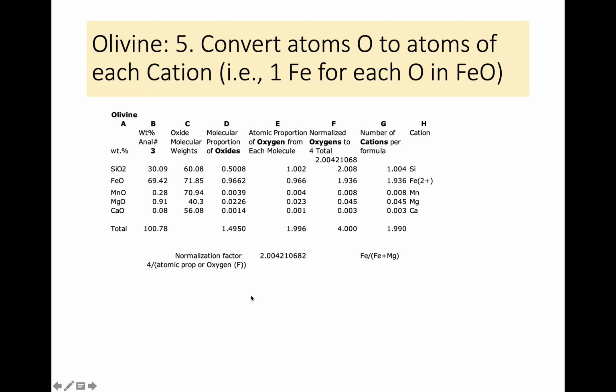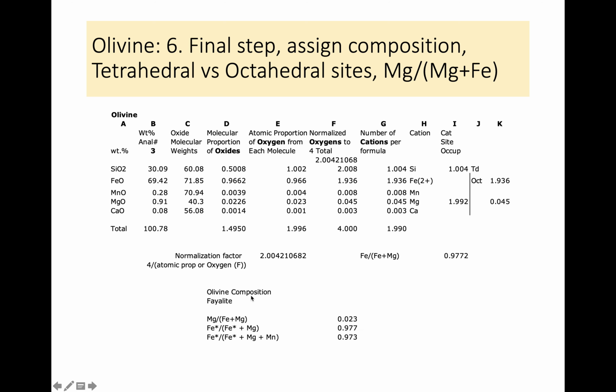And you can see what the formula looks like. It is olivine composition. We have roughly 1 tetrahedral silica per formula unit and 1.99 octahedral cations. That's all of these. And we can calculate the iron to iron plus magnesium ratio, or the magnesium plus iron. This is a very iron-rich olivine, so it is a fayalite composition.